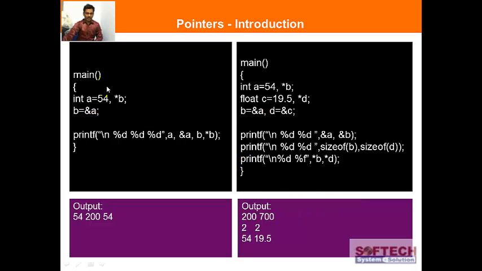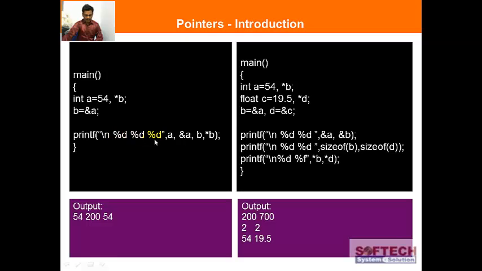This example has two programs. We first see this program. That is main. Integer a equal to 54, star b equal to and a. So a is an integer variable, b is an integer pointer variable. Here we assign the address of a into b. So this is possible.